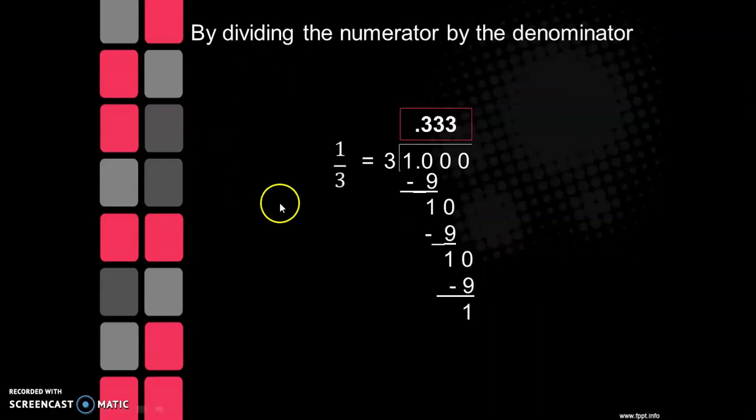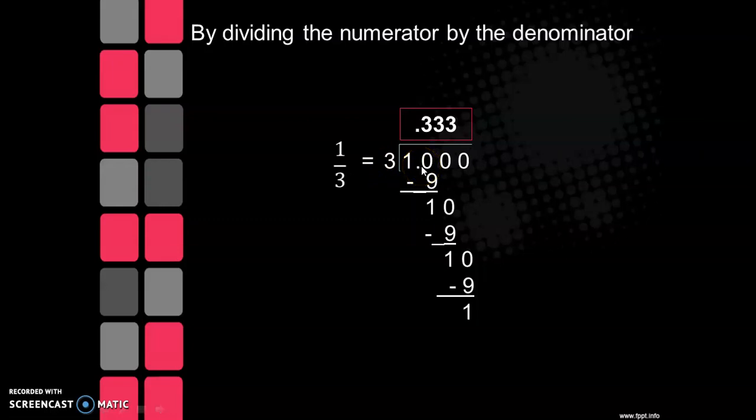Okay, so let's have 1/3. By dividing the numerator by the denominator, when we divide 1 by 3, of course, I cannot divide 1 by 3. Our dividend is 1 and our divisor is 3. So what we're going to do is add 0 to make it 10, and then it can be divided by 3.